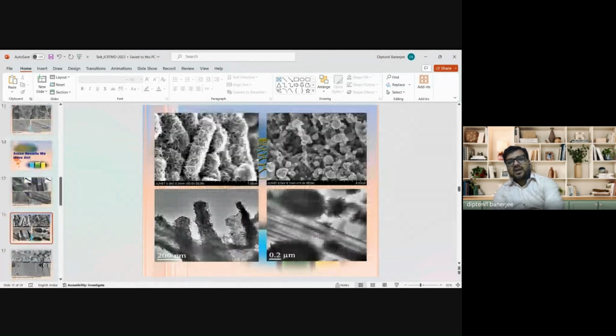And this is the MoS2 CNT hybrid that we have got in our lab by a simple hydrothermal technique, where the L16 was used.